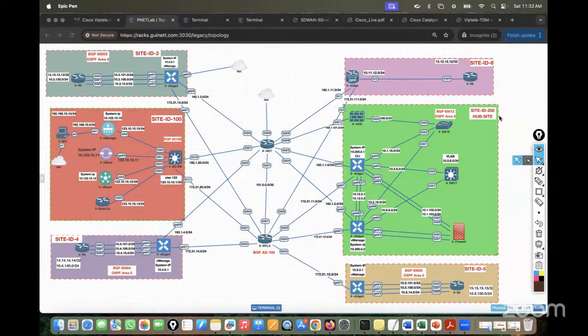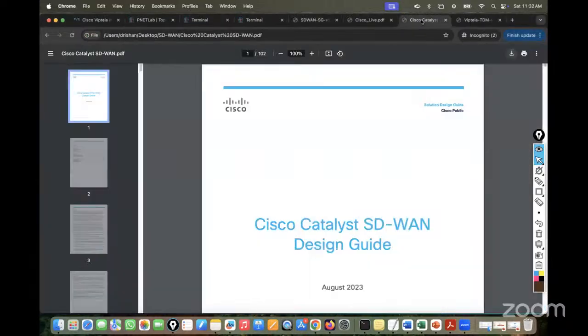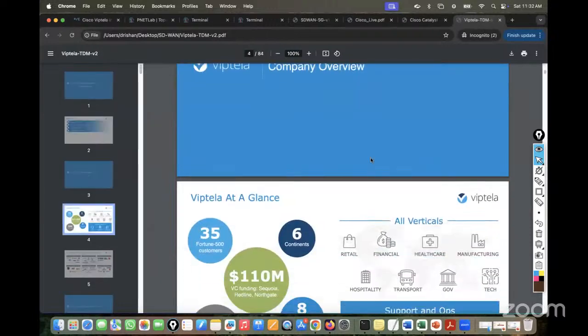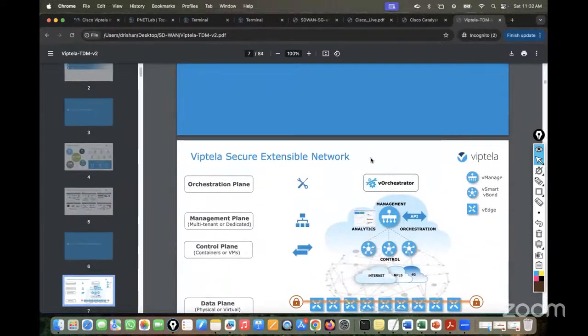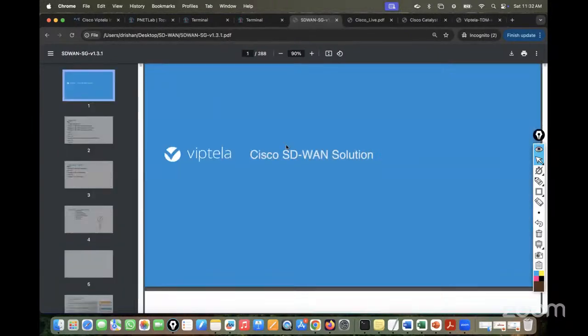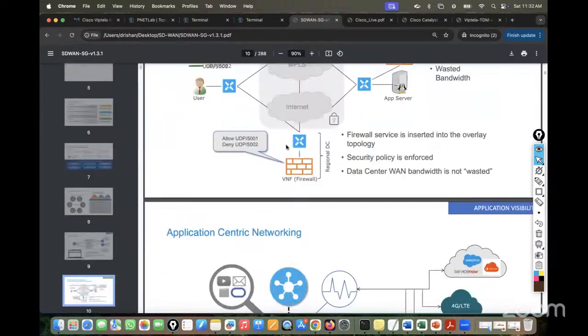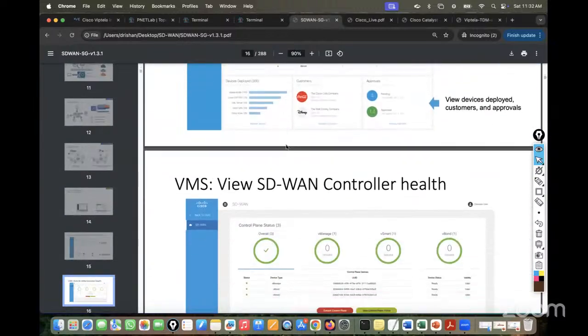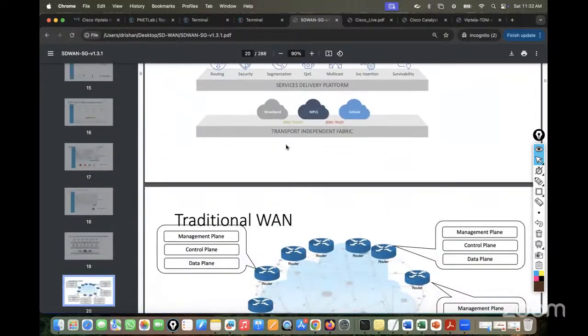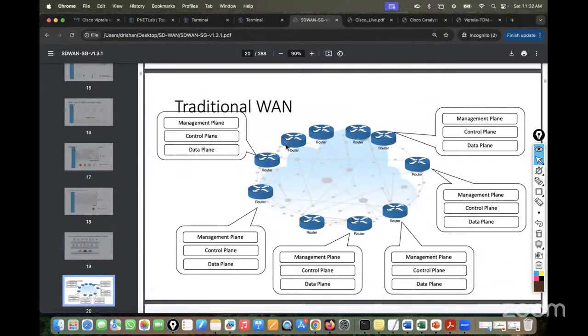Okay, so let me do something about the more deep dive. Further we have to understand about the components of the SD-WAN. So you see here in this SD-WAN, just give me one more minute. This is my traditional WAN, which I discussed earlier. In this traditional WAN, every router has their management plane, control plane, and data plane, and they are in the closed box architecture. So we decouple this architecture and make it an open box architecture, and that's the SD-WAN.